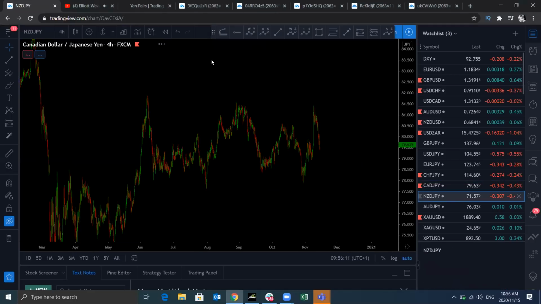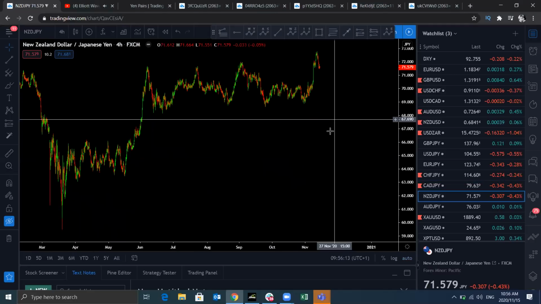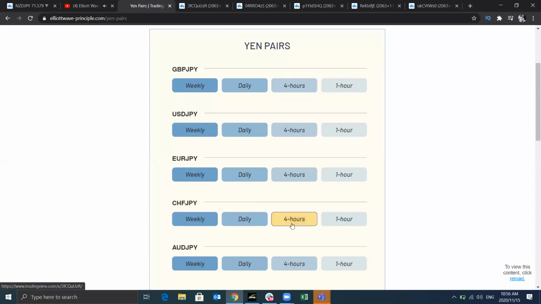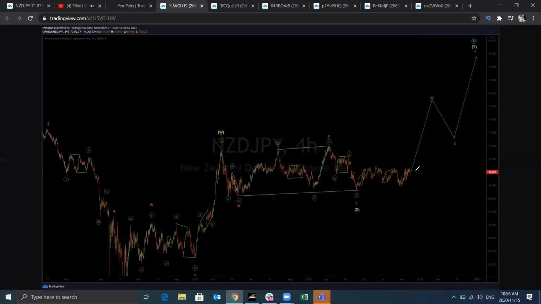New Zealand yen, similar structure. Look at this here on New Zealand yen. Let's just look at the structure here, so you can see what the expectation is. On New Zealand yen, we expected this to push up higher. It has pushed up higher. What we're getting currently is a pullback.